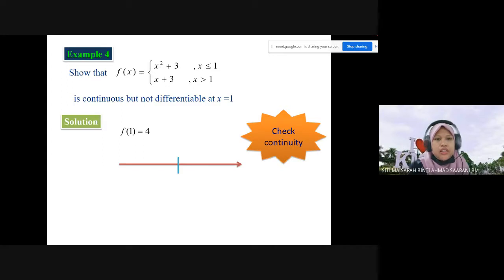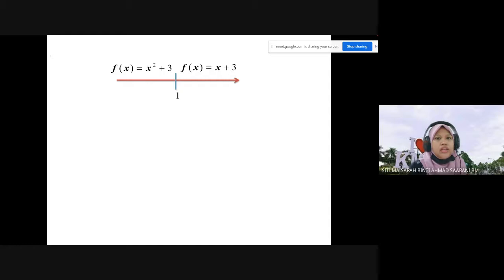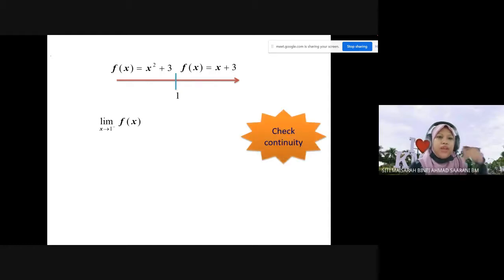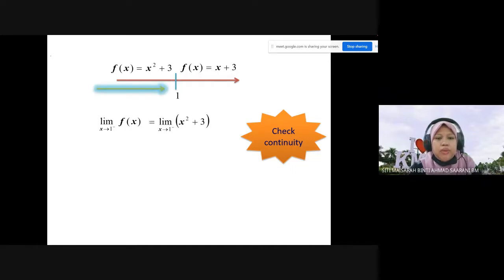So, then, kalau tengok kat sini, si sebelah kiri, 1 adalah function X square plus 3. Di sebelah kanan is F(x) equals to X plus 3. So, then, limit X approach 1 from left, kita ambil X square plus 3. Substitute 1, we get 4. 1 square plus 3, we get limit sebelah kiri 4.